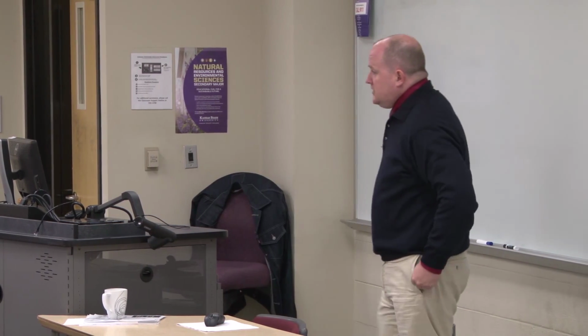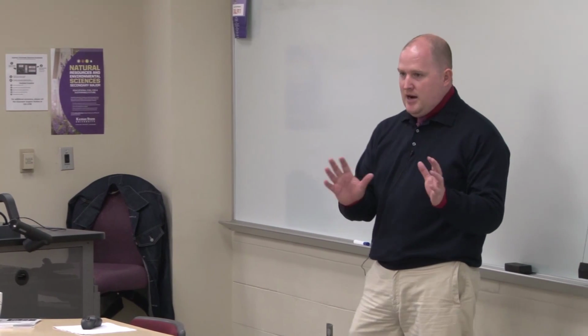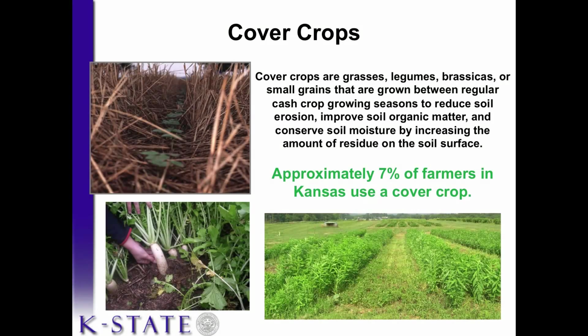What other practices do we have? Probably one of the biggest ones being pushed right now, at least in the agricultural community, is cover crops. These have been getting a lot of press, at least over the last 5 years, and still are. So what is a cover crop? Cover crops are grasses, legumes, brassicas, or small grains that are grown between two actual cash crops. Cash crops are crops we harvest. They're grown in the growing season between these two, and they're primarily for a conservation purpose.